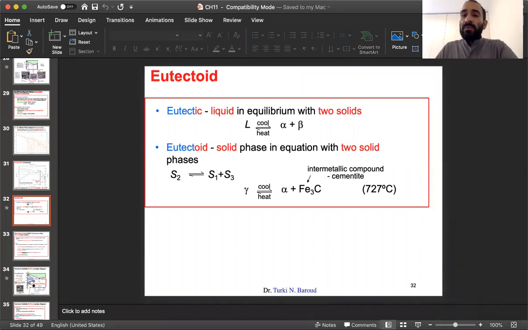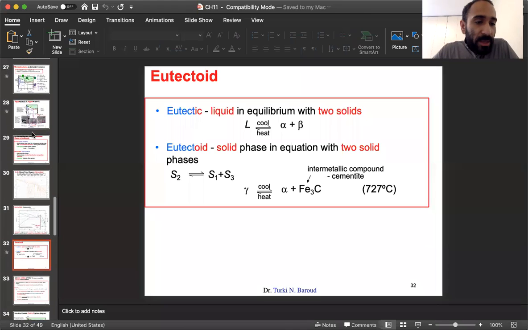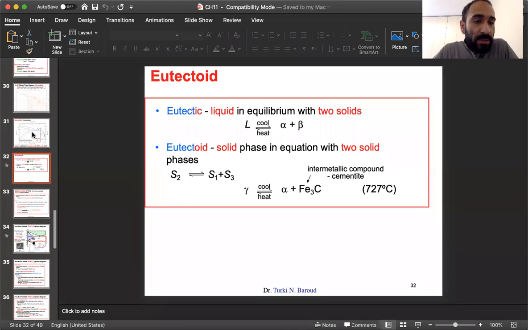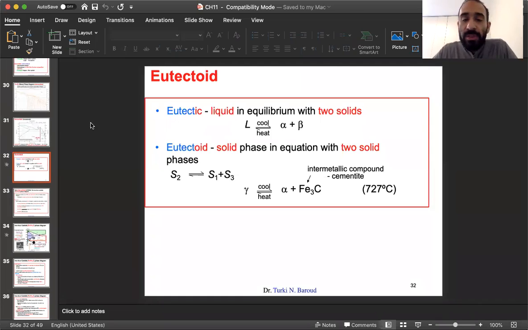Okay, so welcome again. So let's go and start and let's continue chapter 11, and we'll start with this slide. In this slide we will learn something about what's called eutectoid and eutectic.